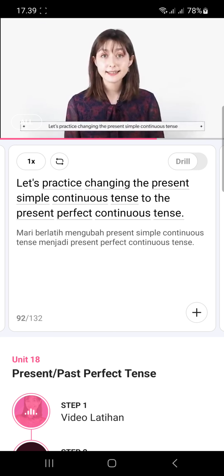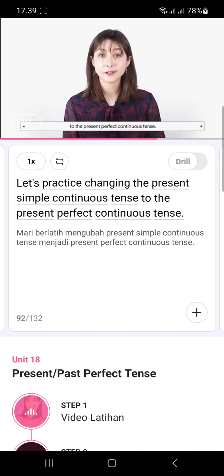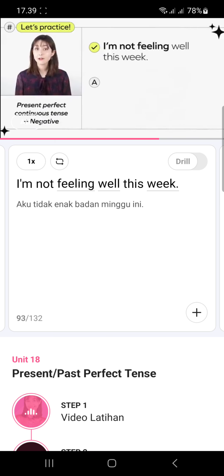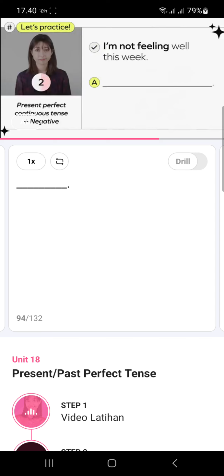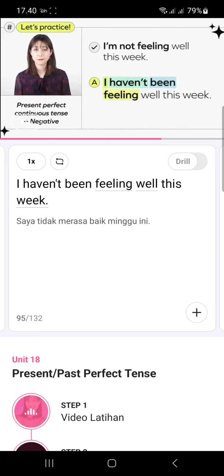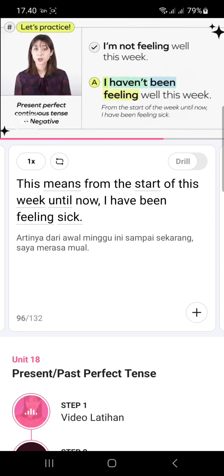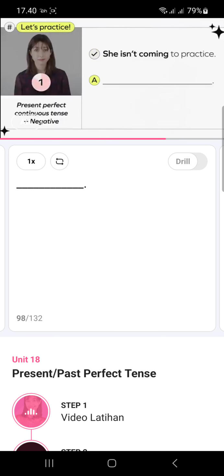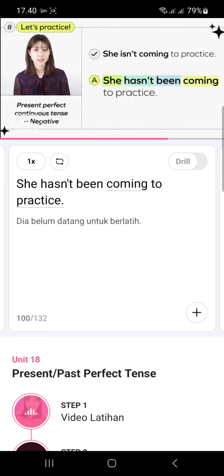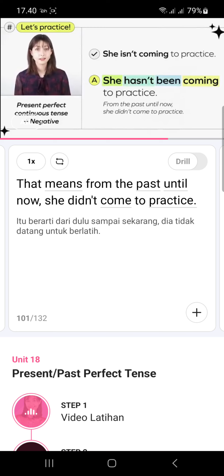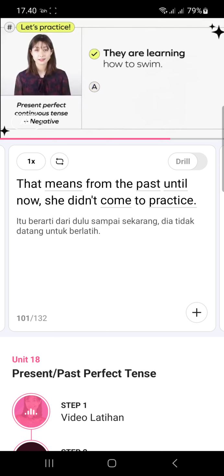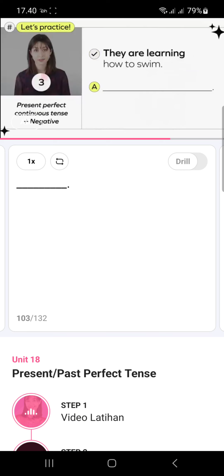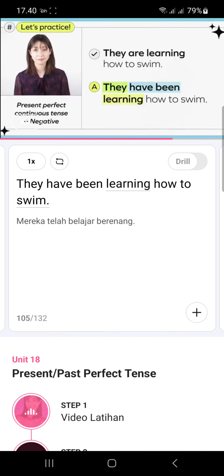Let's practice changing the present simple continuous tense to the present perfect continuous tense. I'm not feeling well this week. I haven't been feeling well this week. This means from the start of the week until now, I have been feeling sick. She isn't coming to practice. Good. She hasn't been coming to practice. That means from the past until now, she didn't come to practice. They are learning how to swim. Great. They have been learning how to swim.